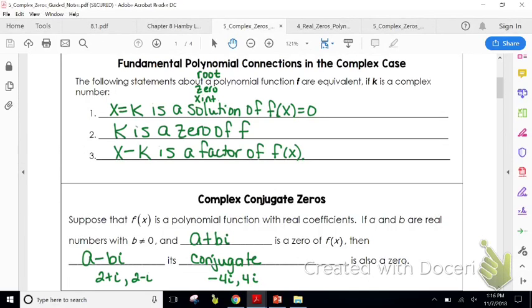Only the i, not the real part of it, like what I put there at first, the 2 plus i and the 2 minus i. It's only the sign in front of the i that'll change.